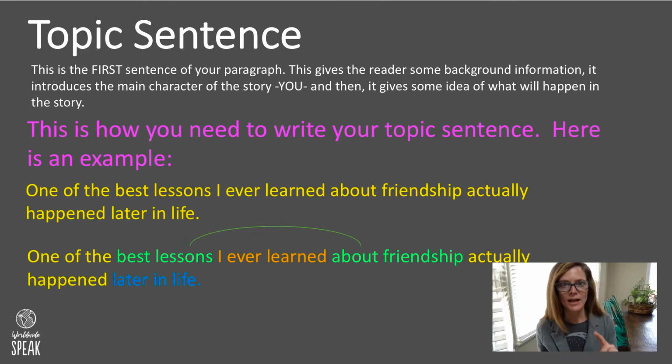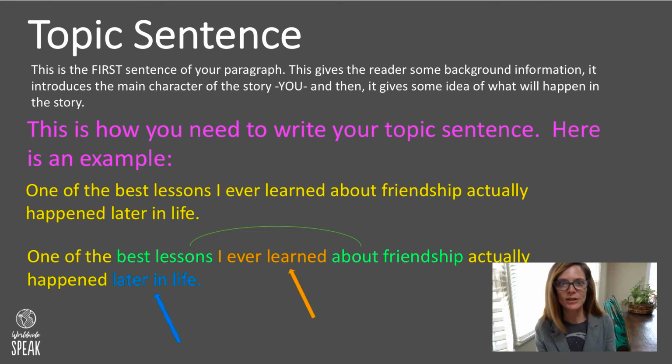First, I tell you the main controlling idea for the paragraph. It's the best lesson about friendship. I put that there so that you keep reading to learn what was that lesson that I learned. And then I put myself in the sentence, I ever learned, to tell you who's writing. And last, I tell you kind of when this occurred so I can give this paragraph more focus.